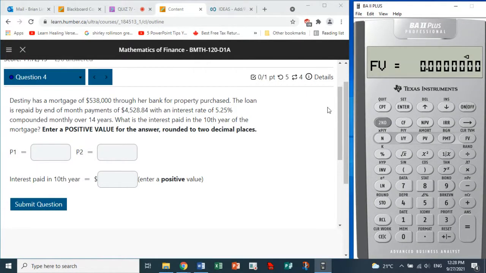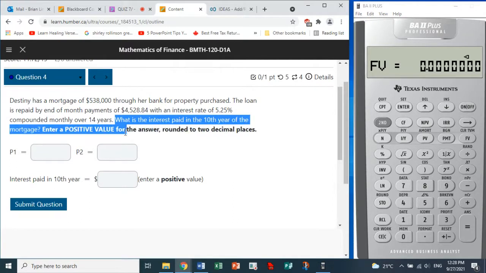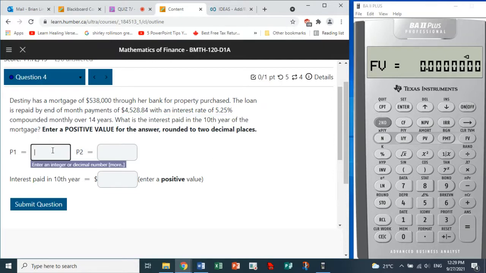Now, what is required is what is the interest paid in the 10th year of the mortgage. All right, so we have to find these values, P1, P2, and of course the interest paid, which we will get from the calculator. Okay, so to do that, we will go into the second PV, that's the amortization table. But what is the value for P1? Now it is in the 10th year.